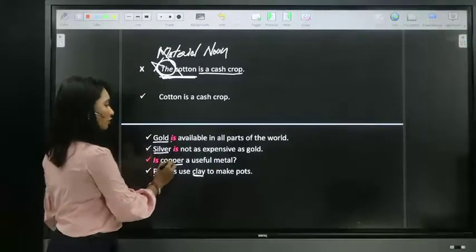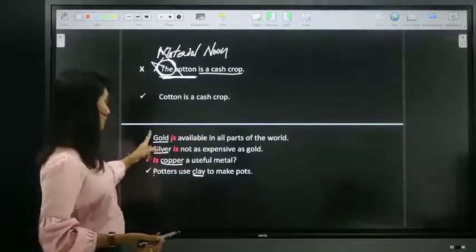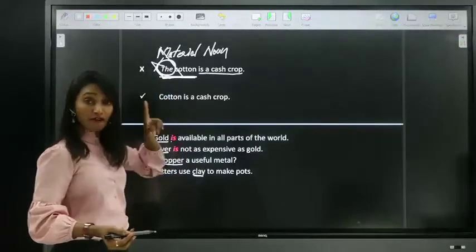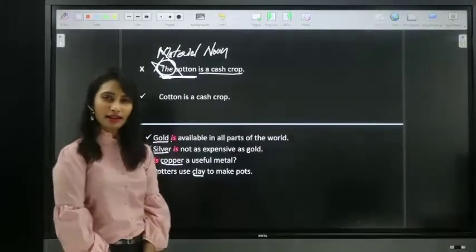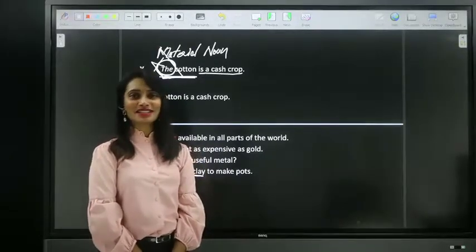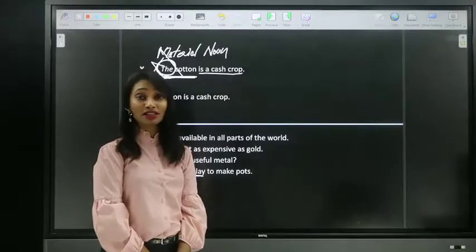Here, gold, silver, copper, clay, cotton, all these are material nouns. Do remember, do not use any articles before material nouns. We should never use an article before material nouns. However, again, there is an exception. Yesterday, I told you for every rule we discuss exceptions. However many rules we are discussing, those many exceptions also we'll discuss.